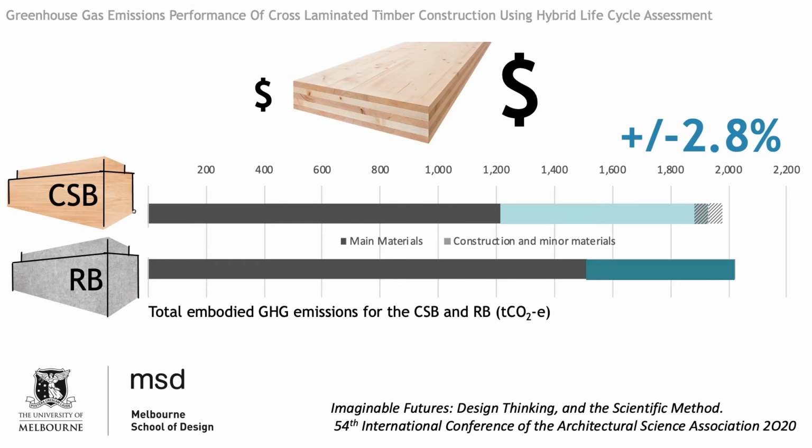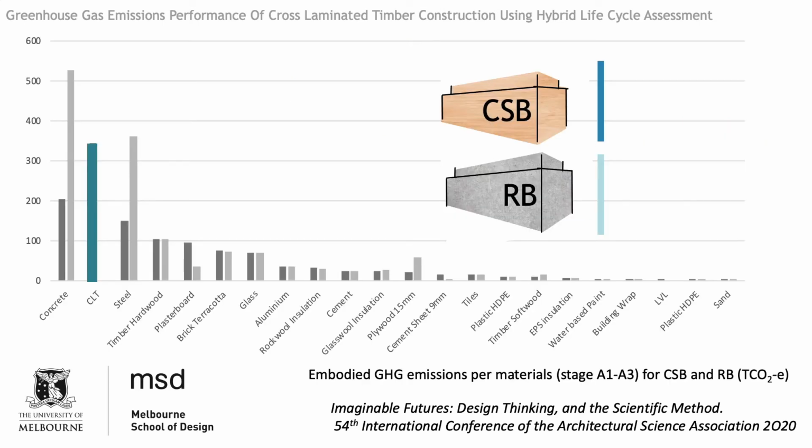Now, when looking at the greenhouse gas emissions related to main materials for CSB and RB, it makes sense to observe a single bar for CLT attributed to the CSB, the case study building. It is also coherent that concrete is much lower for CSB compared to RB. However, we can observe that the greenhouse gas emissions regarding steel are quite high in CSB compared to RB.